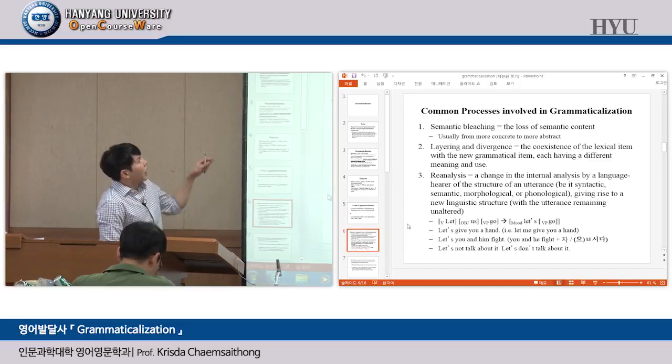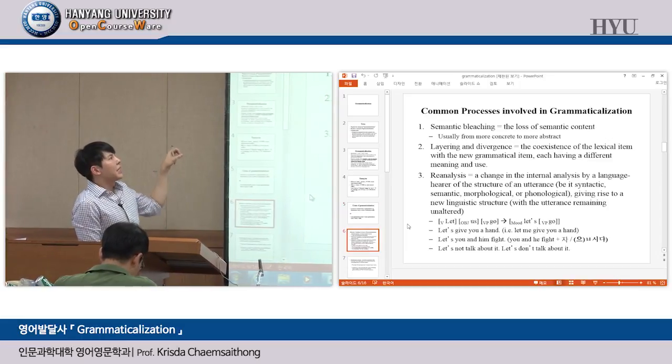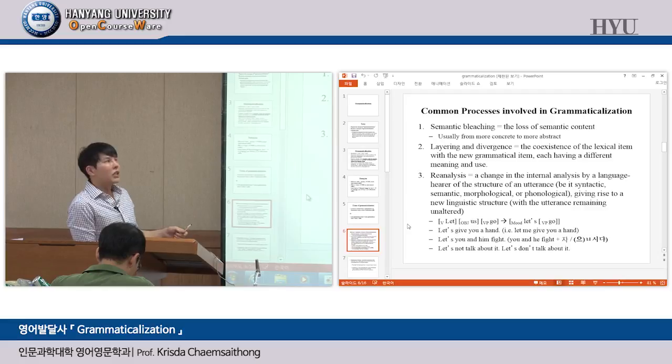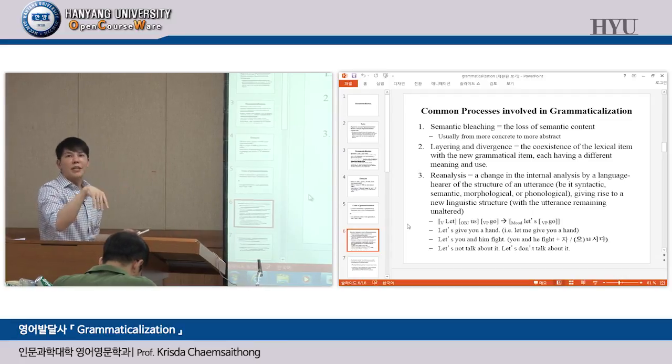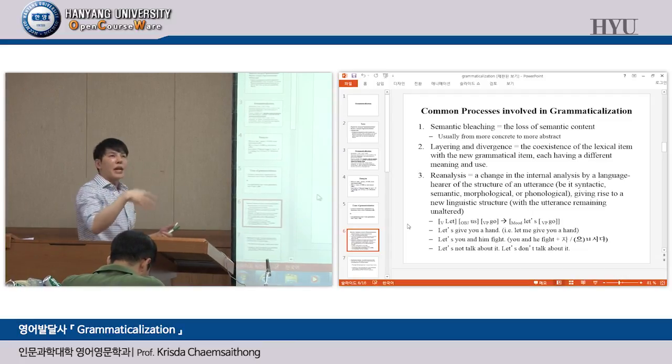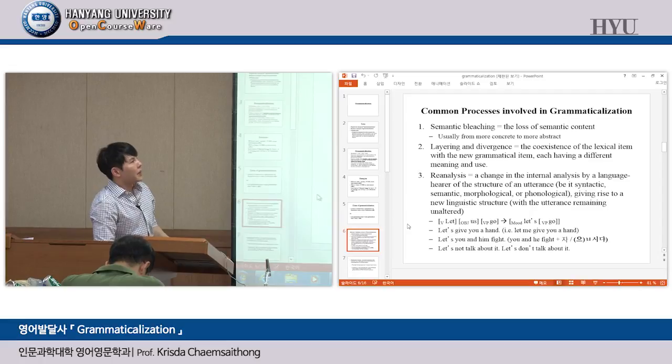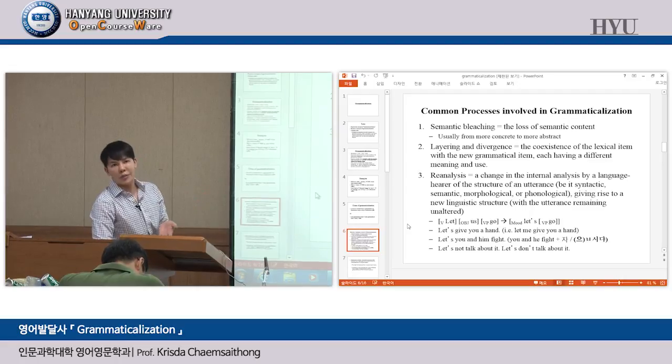So, there are some common processes involved in grammaticalization that you should know. One is semantic bleaching, perhaps the most important one. Semantic bleaching, you know, bleach, to make it less severe, to make it less prominent, right? So semantic bleaching has to do with the loss of semantic content, right? Usually from more concrete to more abstract.